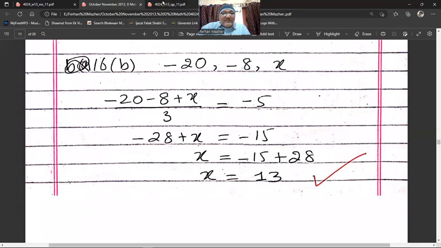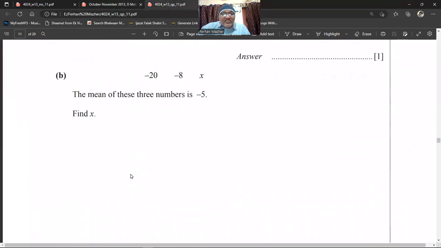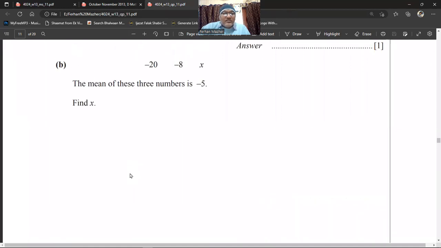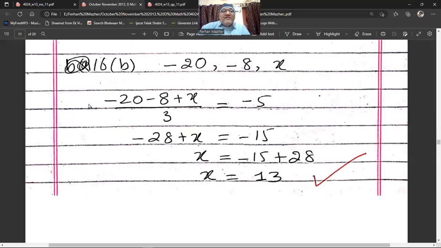Okay, the next part is question number 16, and it's a 1 mark question. Question number 16 is B part. He says minus 20, minus 8, and x, and the mean of these three numbers is minus 5. Find the x. How do you find the mean? You add them up and you divide them by the number of observations, and you get the mean. So there are three numbers. So minus 20, minus 8 plus x, the whole thing divided by 3, is equal to minus 5. From there, I can find the value of x.